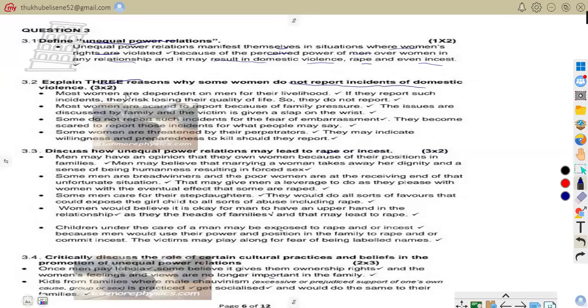Here are our answers. Most women are dependent on men for their livelihood. So if they report such incidents, they risk losing their quality of life. They do not report because of financial dependence. They rely on the abuser for survival. They don't have income, so there is dependence on the partner for housing, for example.